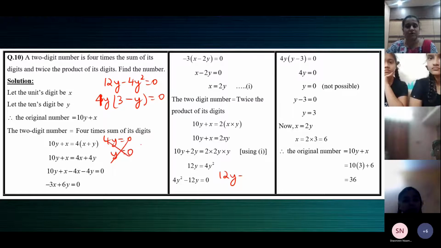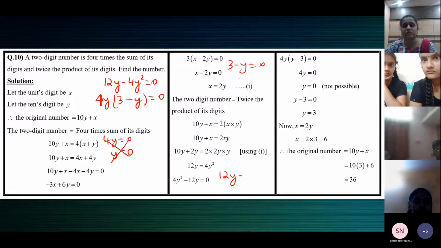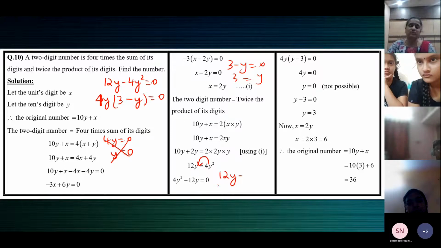Not possible. 3 minus y is equal to 0, so 3 is equal to y, or y is equal to 3. Same thing you will get. You can also take this to the side. I'm saying you can also write 12y minus 4y square is equal to 0, which is also fine. You get the same value for y. Y is equal to 3.